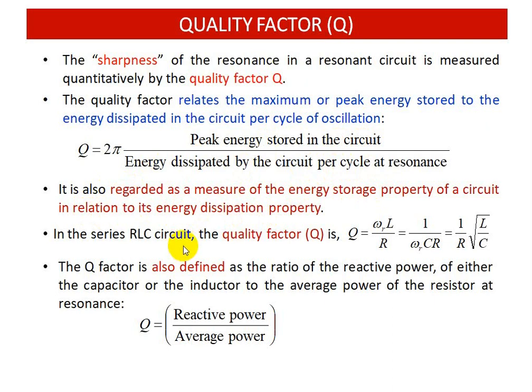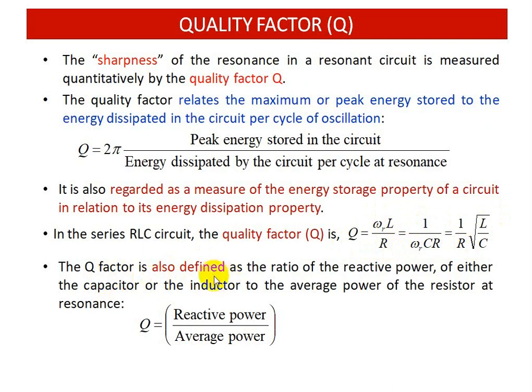In the series RLC circuit, the quality factor is given by omega R into L by R. This also will be equal to 1 by omega R C into R. So this expression is in terms of L and R, and this is in terms of C and R. If we replace omega R by 1 by under root of LC in this expression, we will get the quality factor as 1 by R into under root of LC.